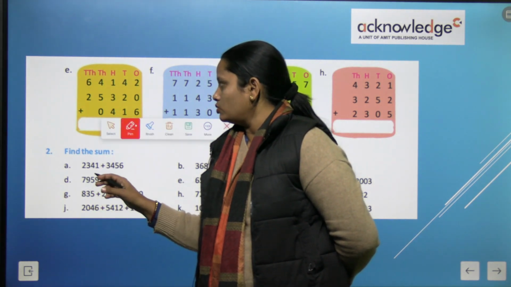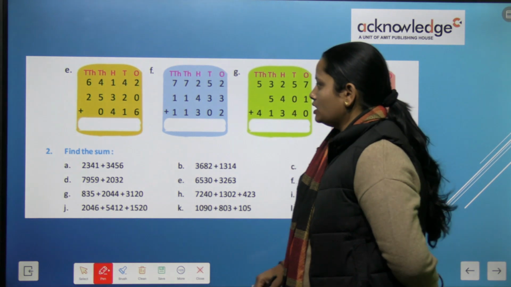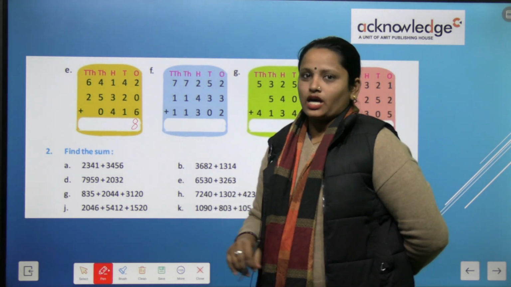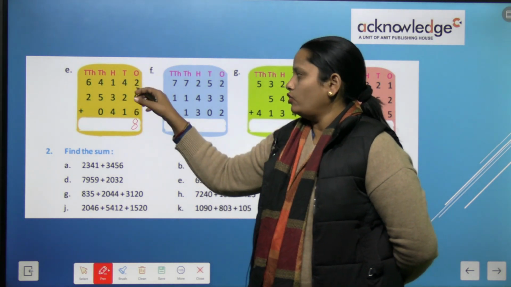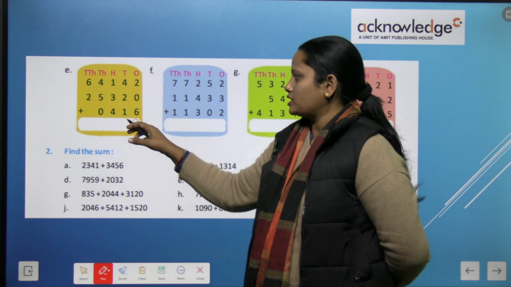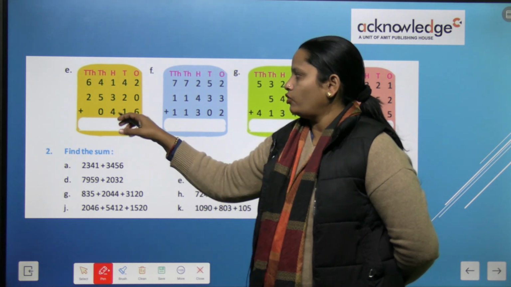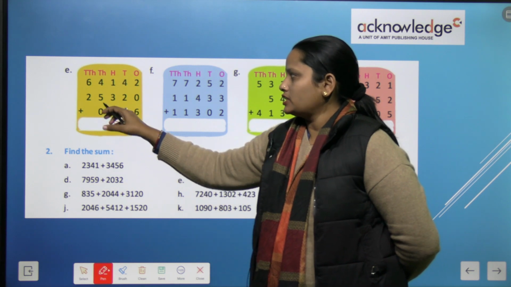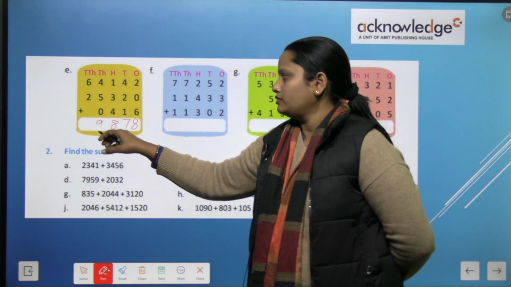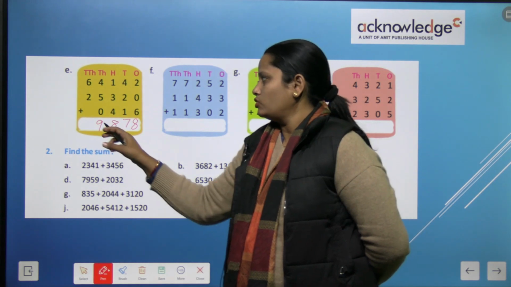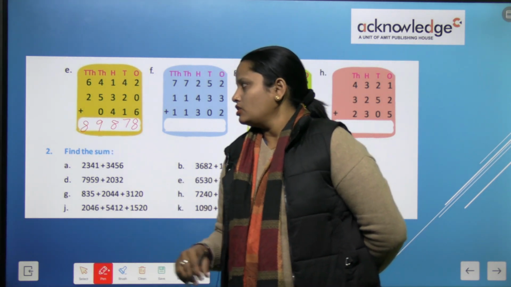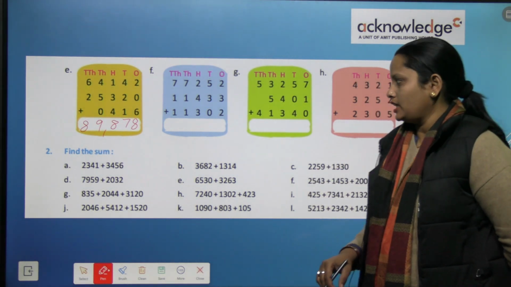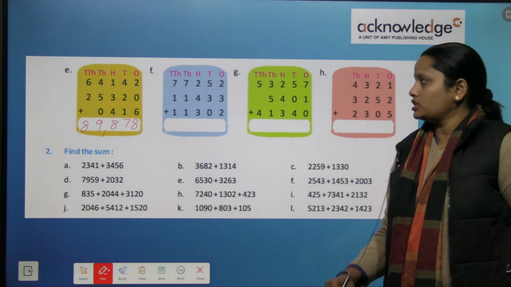Here let's do this grouping of three numbers. So 6 plus 2 is 8. 0 is added. Next, 4 plus 2 is 6, and 6 plus 1 is 7. Again, 4 plus 2 is 6, and 6 plus 1 is 7. Next, 4 plus 5 is 9. Again, 6 plus 2 is 8. So, our answer is 89,878. Now, let's do this one.